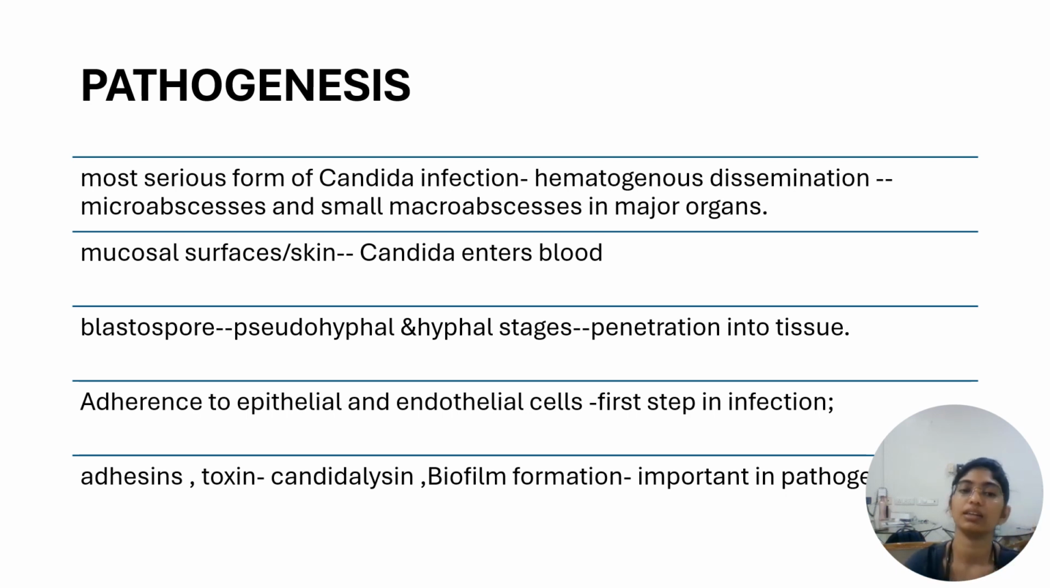So this Candida can enter blood, and from there it can lead to hematogenous dissemination and hematogenous seeding of various organs, and that's called invasive candidiasis, the most serious form of Candida infection. The blastospore stage converts to the pseudohyphal and hyphal stage, and that leads to penetration of the tissue, and then it leads to infection. Adherence to epithelial and endothelial cells is the first step in infection, and adhesins help in this, which is why adhesins are important in the pathogenesis of Candida. Candida also produces a toxin called candidalysin, and it forms biofilms, which is important in the pathogenesis.